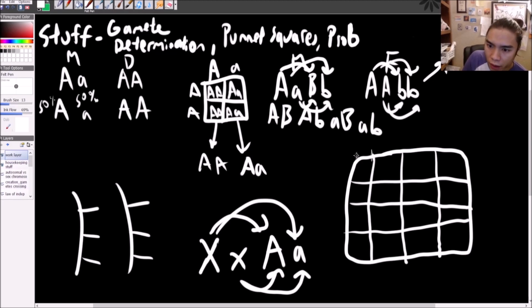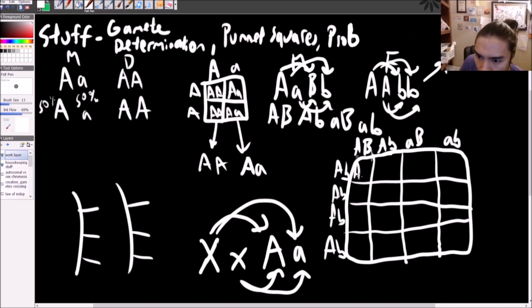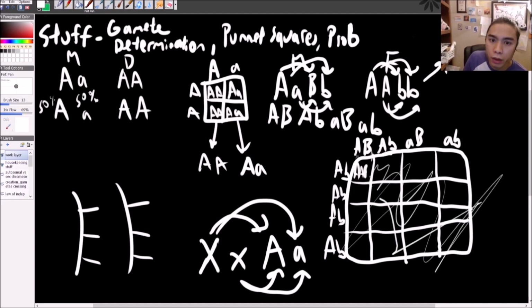So this is one gamete, AB, another gamete, AB, they're all AB, and all of these would be a little b. Cool. So A, B, B, B. You're just crossing over like that. So those are Punnett squares.